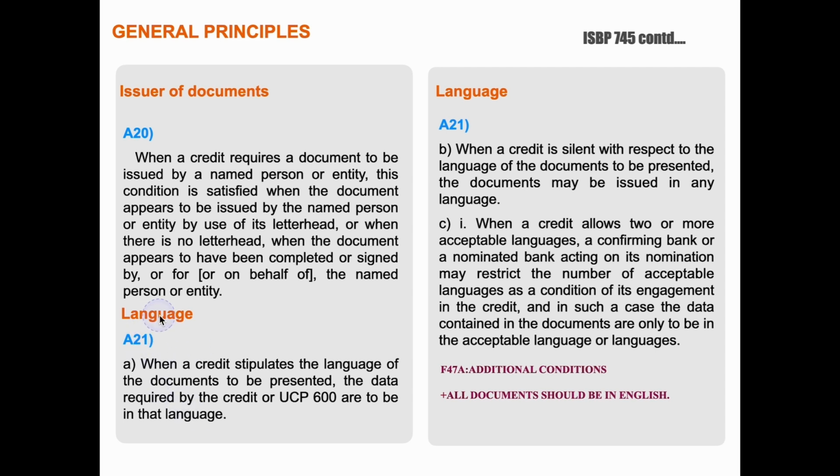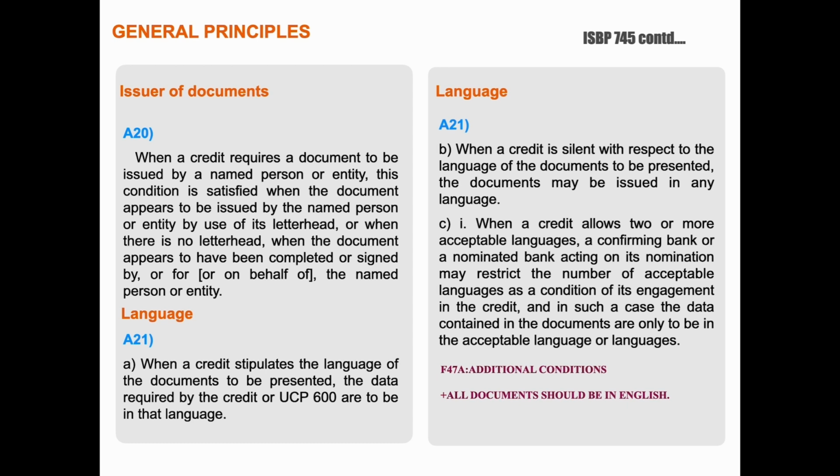Now the next one is language. When a credit stipulates the language of the documents to be presented, the data required by the credit or UCP 600 are to be in that language. For example, in field 47A, there is a condition all documents should be in English. In this case, the presenter cannot submit a document other than English because LC specifically states document should be in English. But do you think it's possible to present a document only with English? That's not possible, right? So remember, this condition is applicable to the data that is required by the LC, that is the credit or UCP 600.